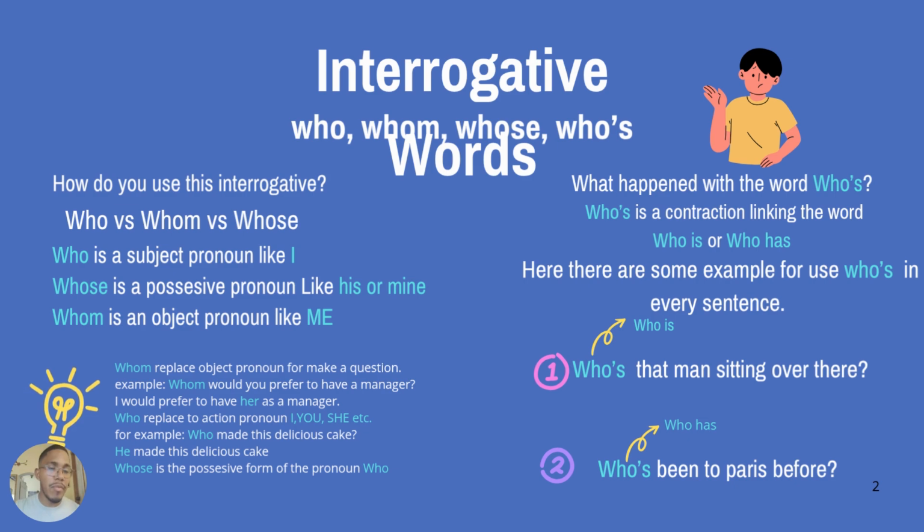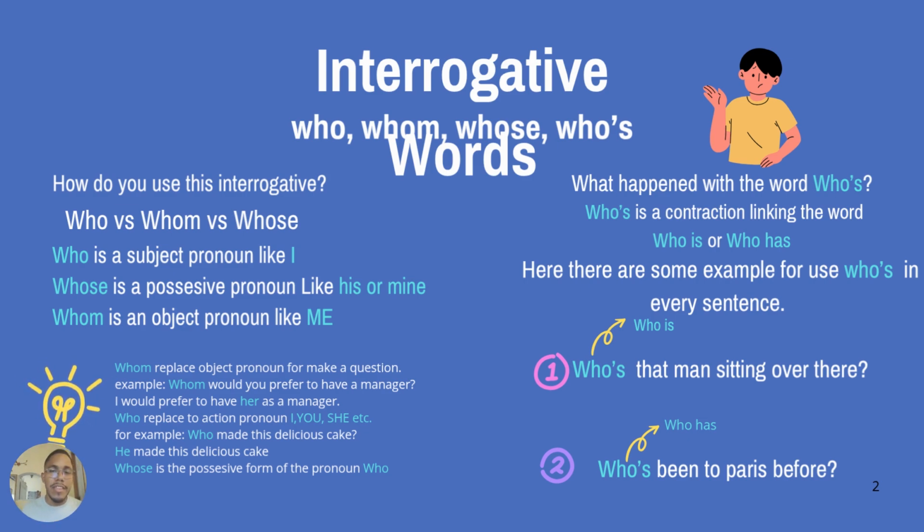In whose, remember, it uses the possessive form of the pronoun who. But there are questions where we use who's. Who's is a contraction, linked to the words who is or who has. Here are some examples of using who's in sentences. We use the contraction when we do not write out the complete words of the sentence.